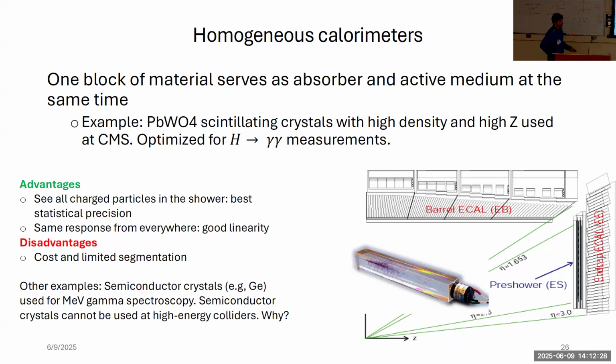The reason you can't use them at high energy colliders is they really are very sensitive to radiation damage. They have limited lengths, and they're slow. You can only read them out quite slowly.